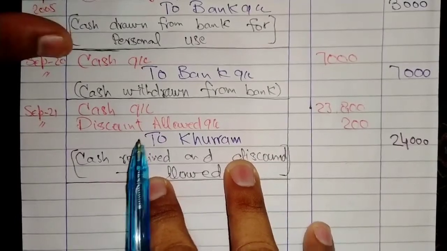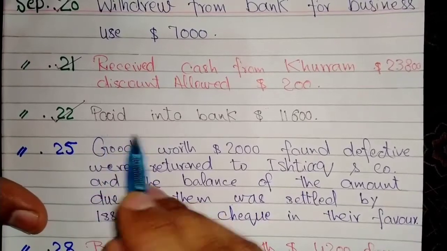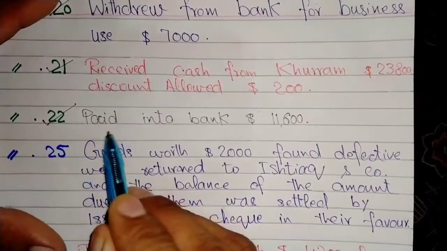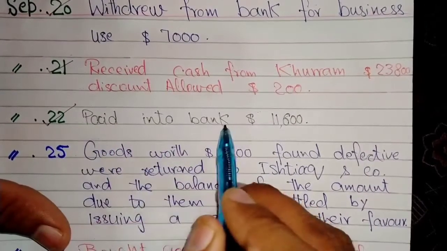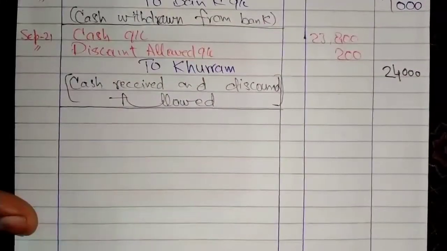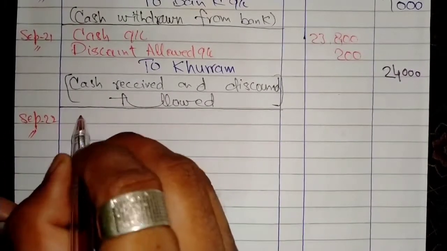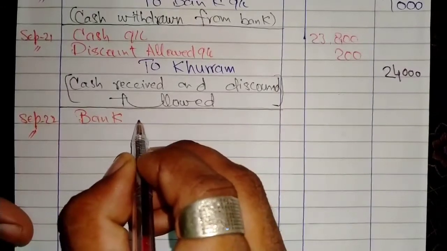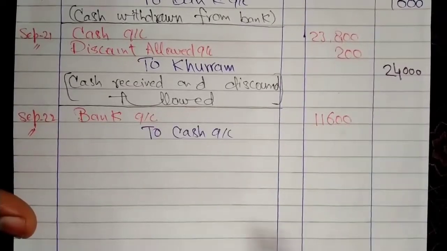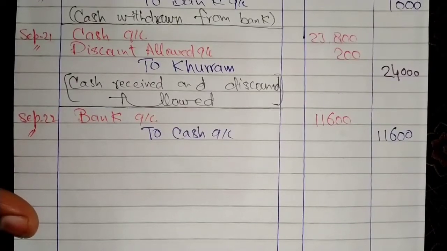Now we'll move toward the next transaction, on September 22. This is a very simple entry, which is paid into bank amounting to $11,600. Dear students, we can say simply that cash was deposited into the bank. That's it. So the entry will be on September 22, 2005: bank account debit, because cash was deposited into the bank account, amounting to $11,600, to cash account credit amounting to $11,600, with description: cash deposited into the bank.